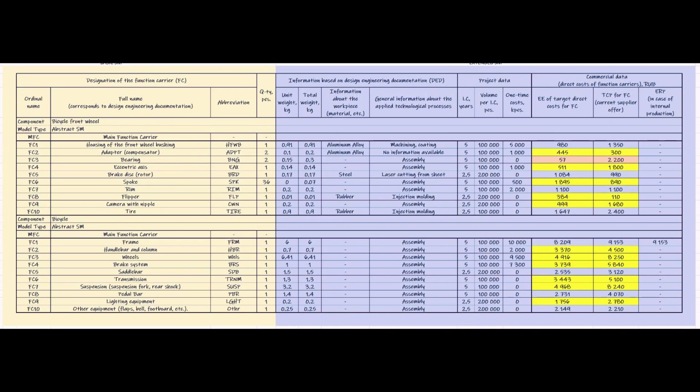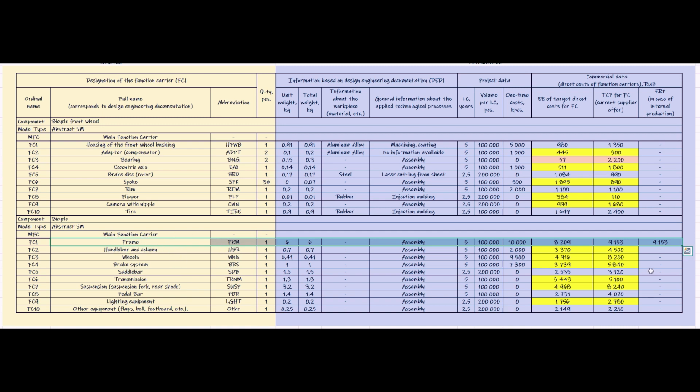A few words should be said about filling the ERP column, or the commercial data column block, of the bicycle and front wheel abstract structural model. For both abstract structural models, the mechanism for filling this column will be the same. The logic of filling in this column is as follows. Data unloading from the ERP system is available only for components of the products of its own production. Thus, in our example, we are dealing with a bicycle manufacturer who independently produces only the bicycle frame, and all other components are purchased products.